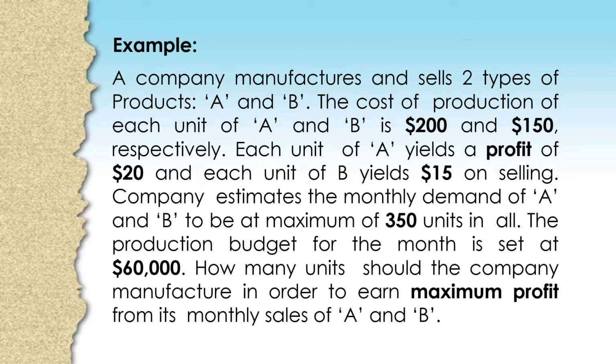The company estimates the monthly demand of A and B to be at a maximum of 350 units in all. The production budget for the month is set at 60,000. So how many units should the company manufacture in order to earn maximum profit from its monthly sales of A and B?